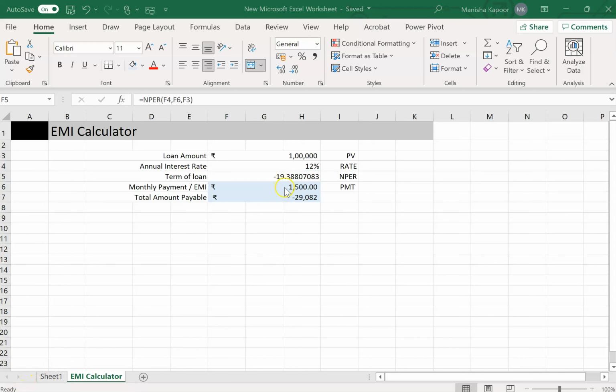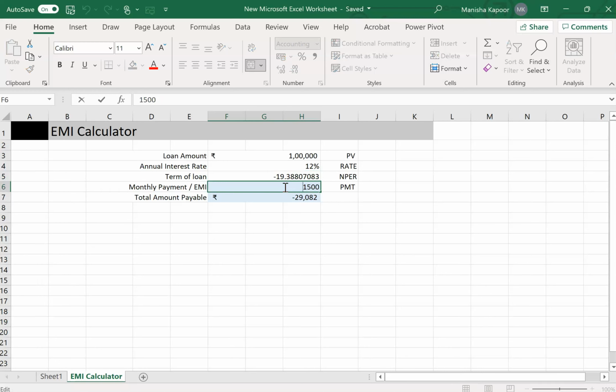There is something wrong in this. The monthly payment should not be positive but negative. It should be minus 1,500 because the money is going out. And so when you do this NPER, also my rate is going to be 12% divided by 12. So this is the value that I get.